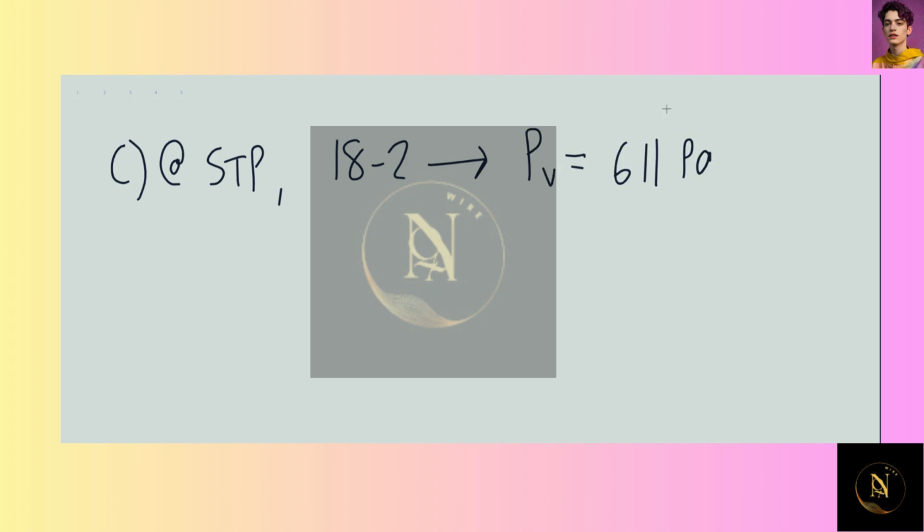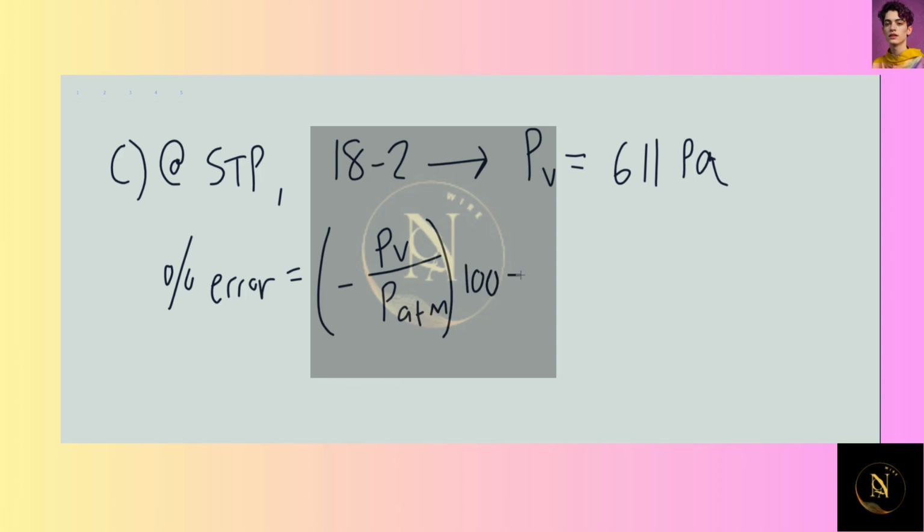Okay. Now let's look at it for saturated water vapor pressure. So at STP, we can consult table 18-2. And for room temperature, we would see the water vapor pressure, PV, we'll call it, is 611 Pascal. So once again, we can get a percent error, percent difference, which would once again be PV over PATM, atmospheric pressure, except we just change the value of the vapor pressure. It's negative 611 Pascal. And then we get atmosphere in pascals, which is roughly 1 times 10 to the 5.